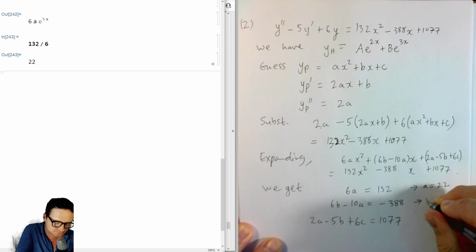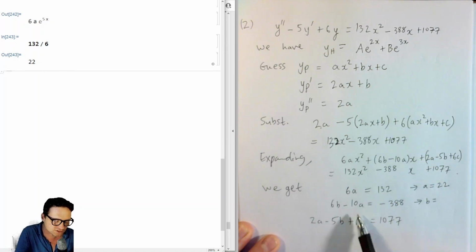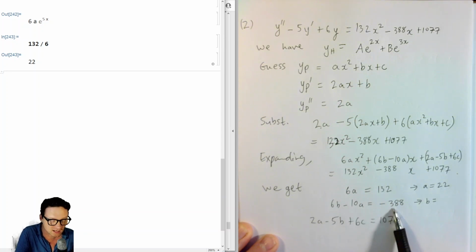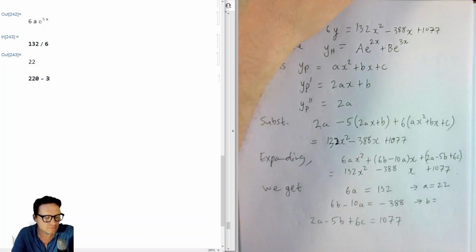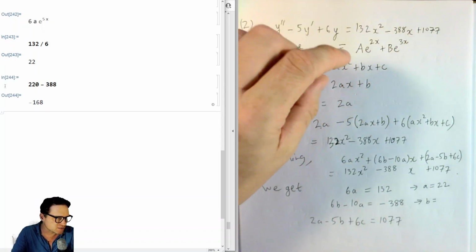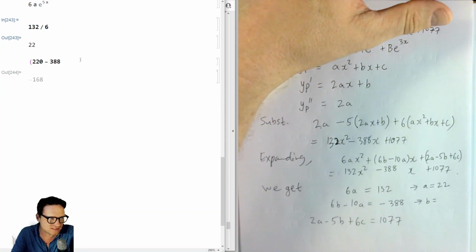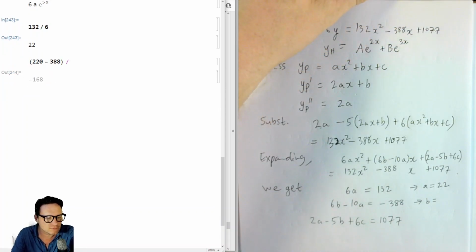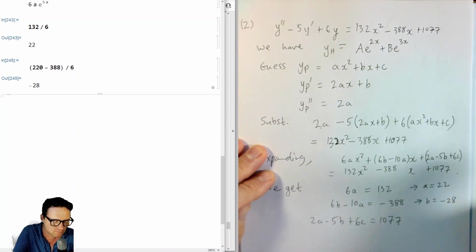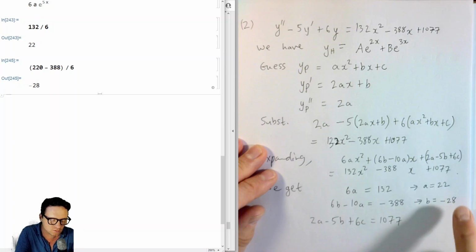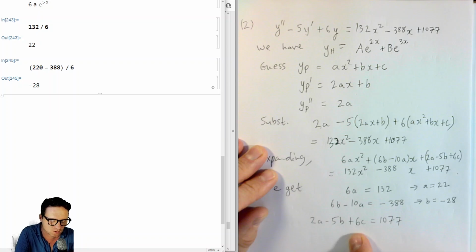Okay, so what does that give us for B? So B is equal to, taking this minus 10a over to the right hand side, we have 22 times 10 is 220. So 220 minus 388 is minus 168. Now if we divide this by 6, we have minus 28 for B. All right, now given that we have A and B, we can find C quite easily.